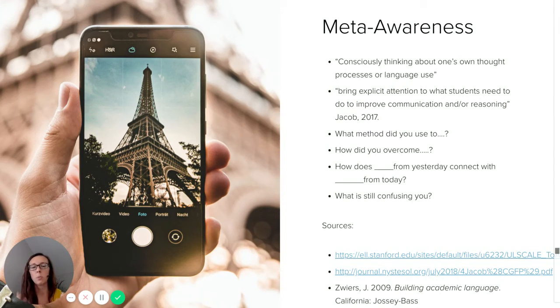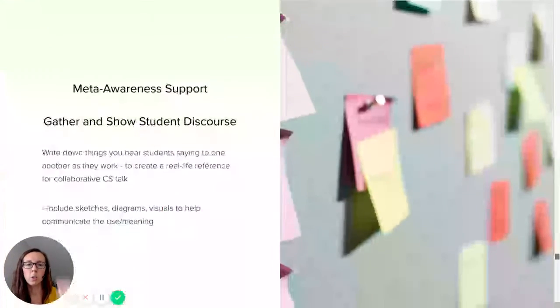So asking students to process through, what method did you use to debug this? How did you overcome this challenge that you were talking about? How does this new thing that we talked about yesterday connect with what we've talked about today? What's still confusing you in our lesson? Encouraging students to really reflect.